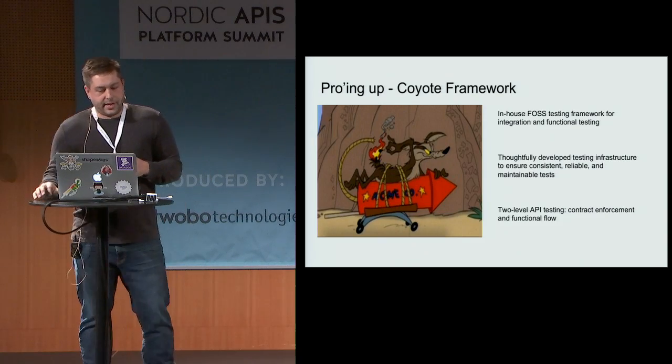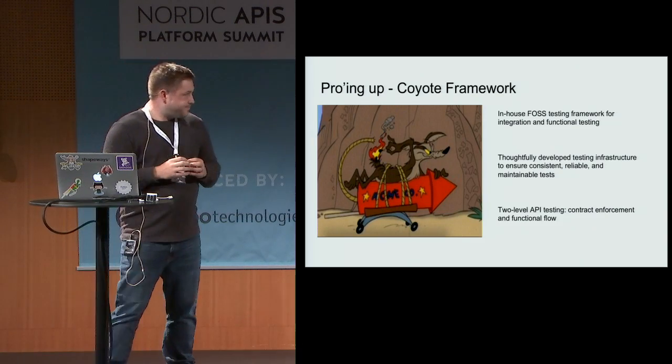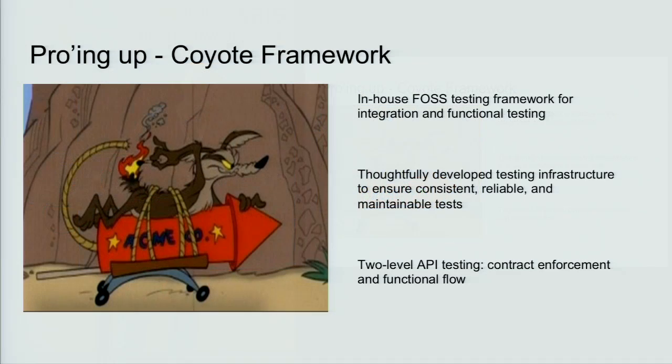Next thing we did was we created a piece of software called Coyote Framework. To explain why Coyote: our custom PHP framework that we use to write our website and our API is called Roadrunner. So we stuck with the theme, figured that the testing framework that would be chasing the production framework should be called Coyote. It's an in-house open source testing framework for both the integration and functional testing that I described earlier. It very heavily leverages Selenium WebDriver and Python requests.